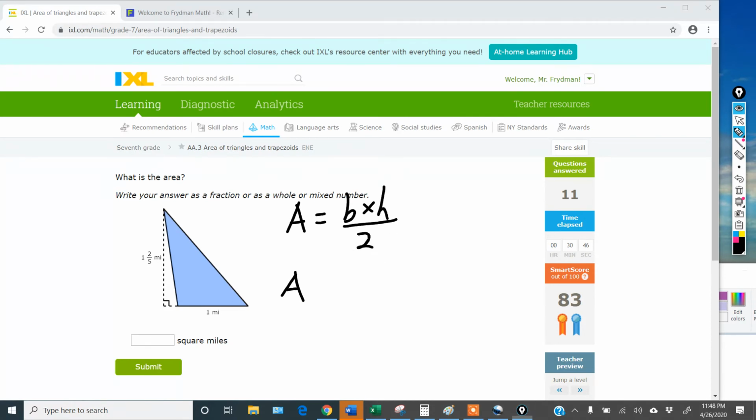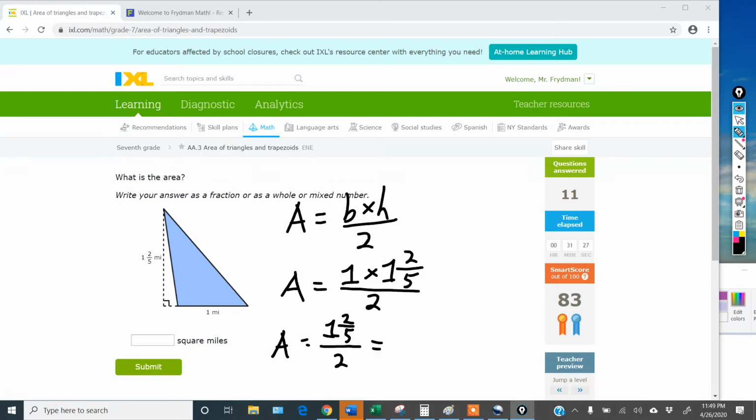We are not given the area here. We are given the base, which is 1, the height, which is 1 2/5, and then we take all of that and divide by 2. Now, this part here is actually pretty easy, because anything times 1 is just itself. So 1 2/5 times 1 is still just 1 2/5. Then we need to take that and divide by 2.